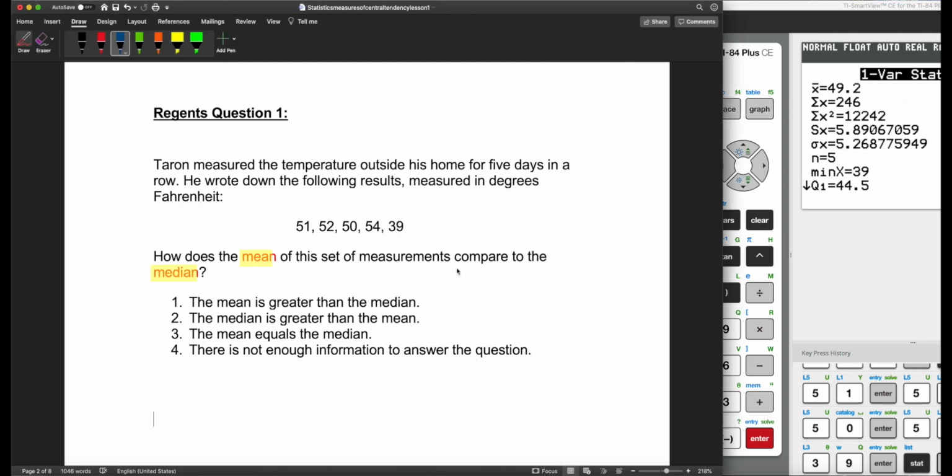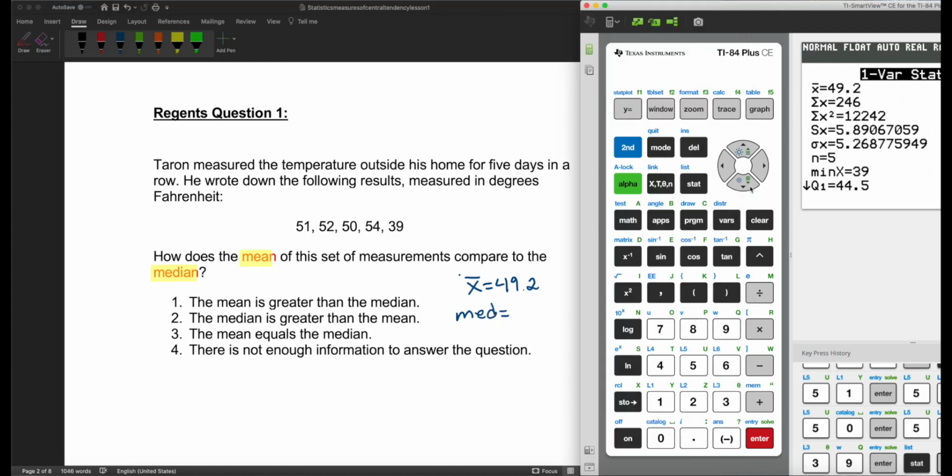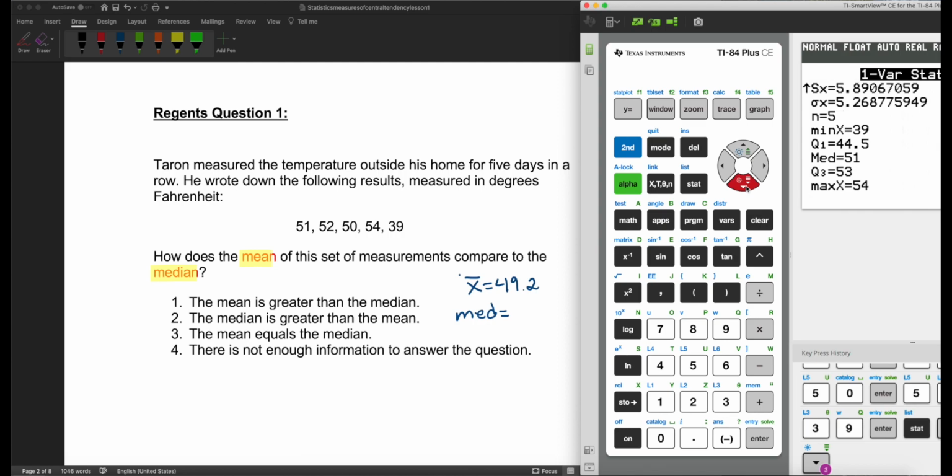So write on the Regents exam, guys. You're just going to write that out. It's okay to write on the Regents. Not illegal. You're not going to get in trouble for it. 49.2. Median. Go back to your calculator, you scroll down. Median is 51.